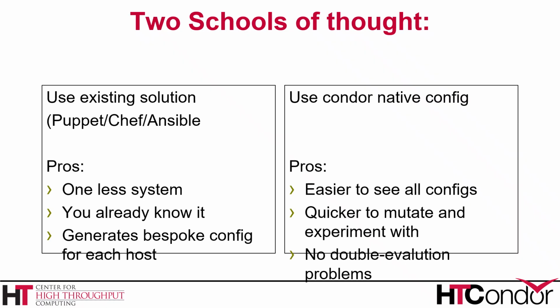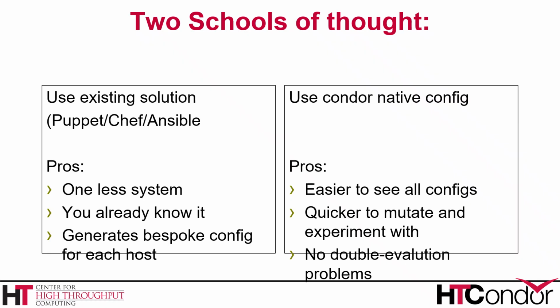The other option is to lean into these Condor native config tools, even though it is a bit of a funny little language, and generate a static set of files where all files for all configurations exist on all the machines. And the Condor configuration language and system will pick which subset of those files are needed for any particular machine. In this case, it's easier to see all the configs. So if I'm on machine A, it's possible to see the config of machine B and what might be different there. We find it quicker to mutate and make experiments with.